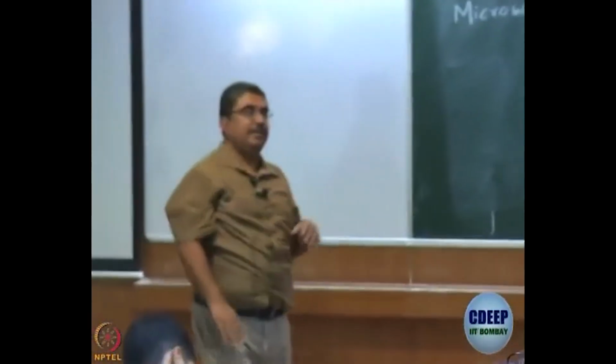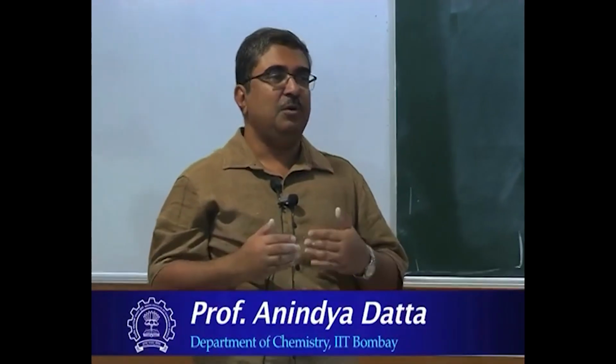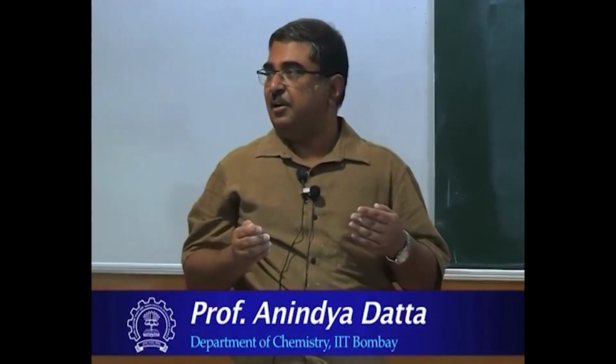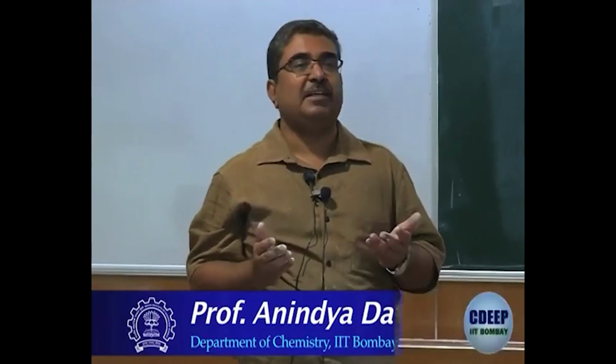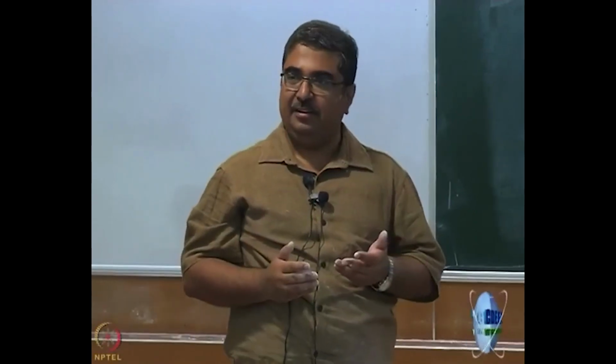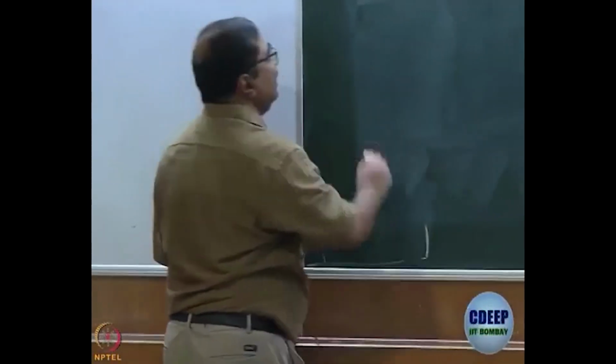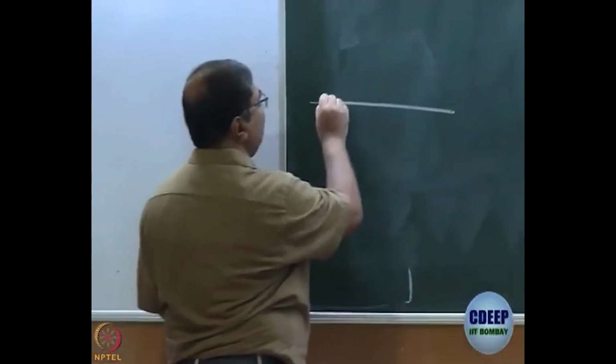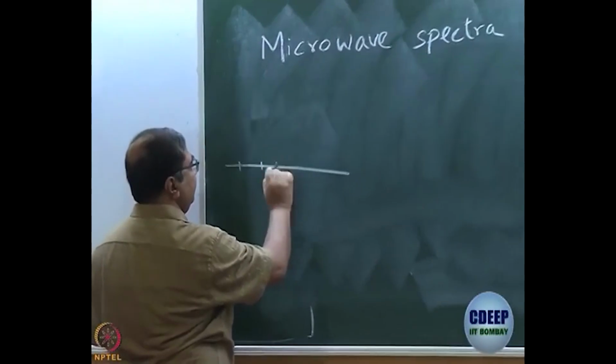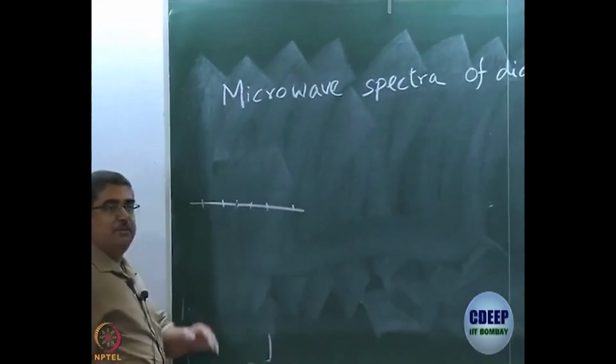So far, we have discussed the background that is required to now enable us to understand what microwave spectra look like and why. One thing we have said already is that the separation has to be equal. Why does it have to be equal?